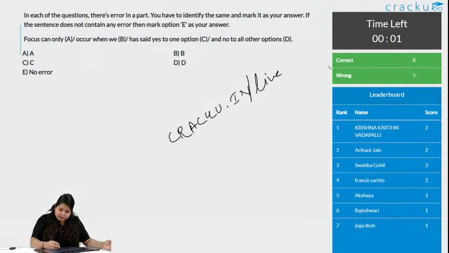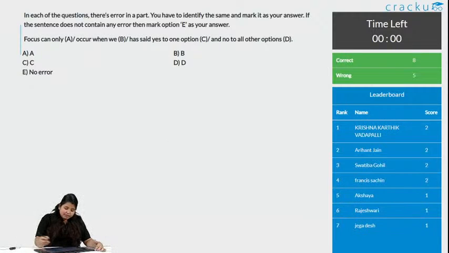Okay, 8 people got this correct and 5 wrong, and the time's up. Let us see what is the solution for this. Even this part is saying the same, error in a part. We need to identify that and mark that as the answer, whatever part is having an error. Okay, let's see.